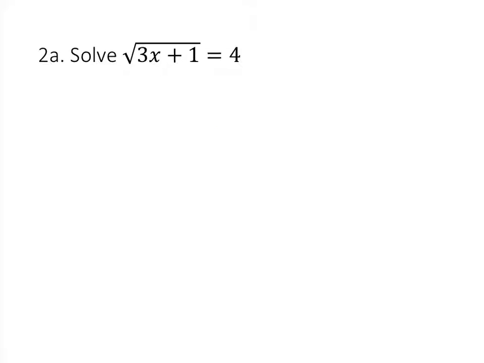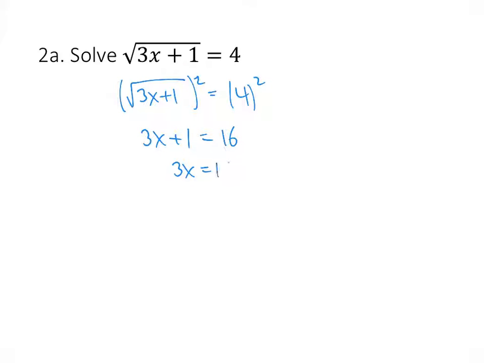All right, now we want to solve some equations involving roots and absolute values. The way that we deal with an equation that has a square root in it is that we want to square both sides to get rid of the square root. So we're going to take the square root of 3x plus 1, square that, and 4, and square that. And when we do that, we get 3x plus 1 equals 16. Subtract 1 from both sides, divide both sides by 3.